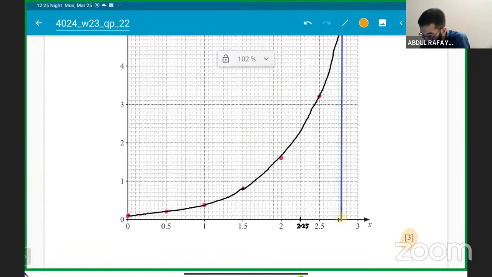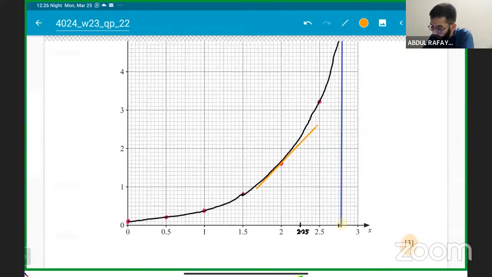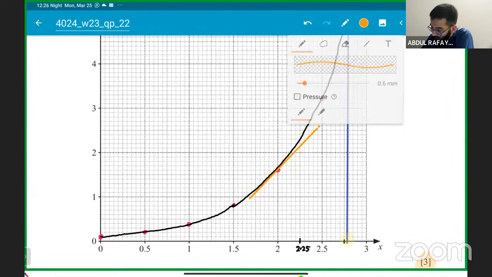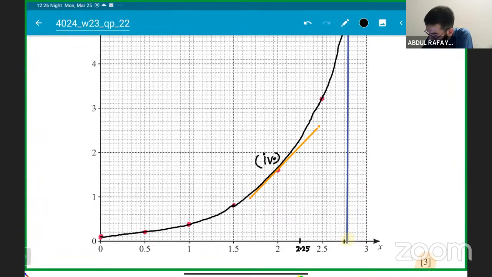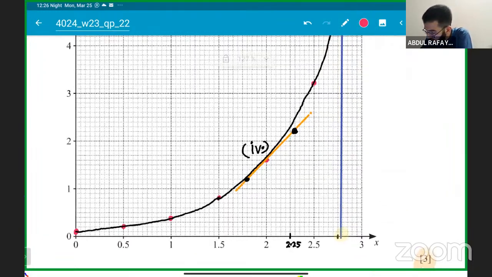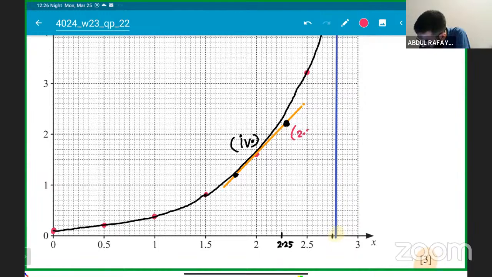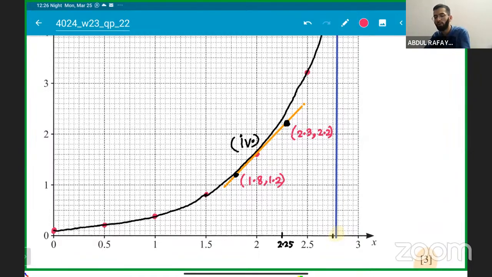When x is equal to 2, try to draw a tangent which is just touching at 2. This is just touching at 2, students, okay? Then take two values from it. Let's first write down that this is part 4 that we are doing, for the examiner. Take 2 points and try to find the gradient. This is coming 2.3 according to me. x is 2.3, y is 2.2, students. And this point is 1.8 comma 1.2. Everyone getting it?